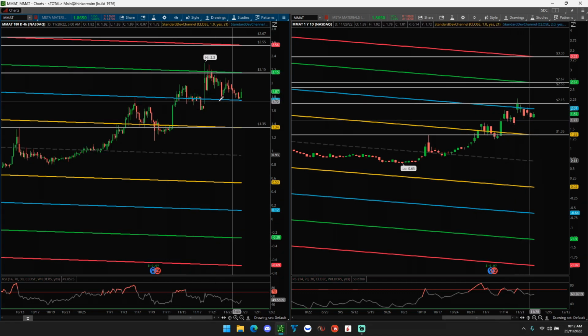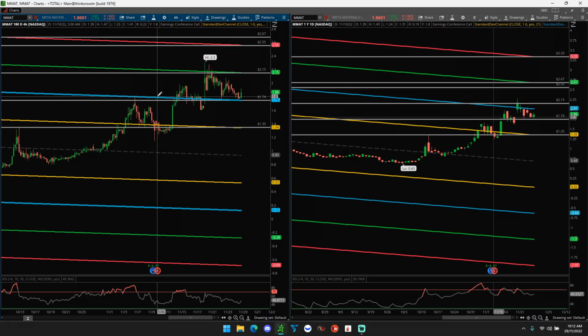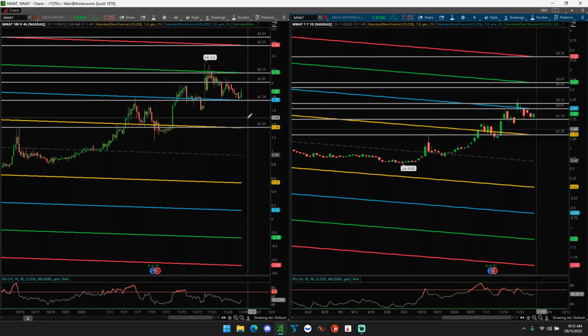So I would feel more comfortable taking the short below 175, because this is our second deviation support, so it is quite key to note. We do also actually have a resistance above at $2.